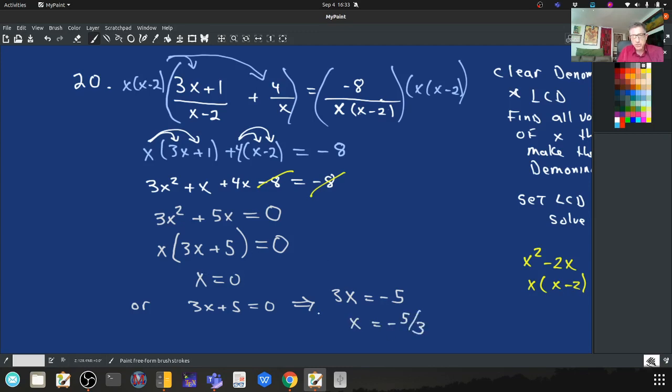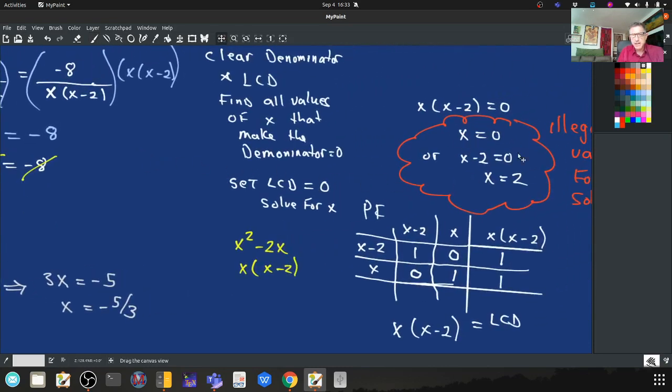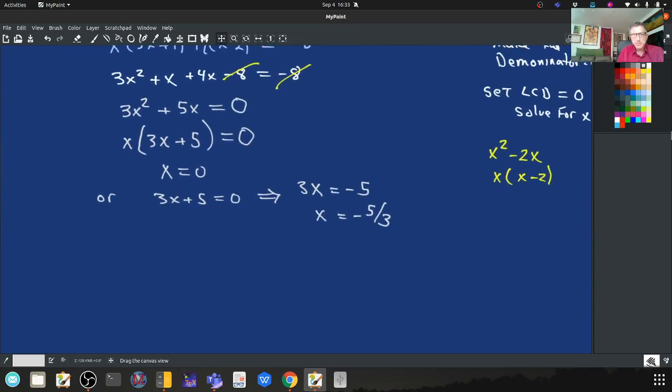Now these are my two possible solutions, but over here I say that x cannot be equal to 0, or x cannot be equal to 2. So that means this solution here, x is equal to 0, discard it, and my only solution is x is equal to minus 5/3.